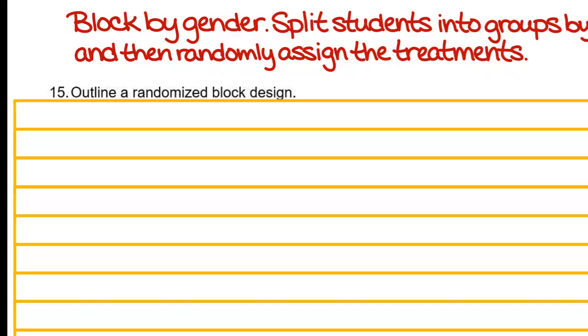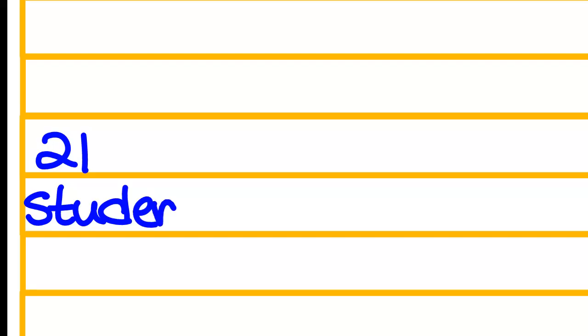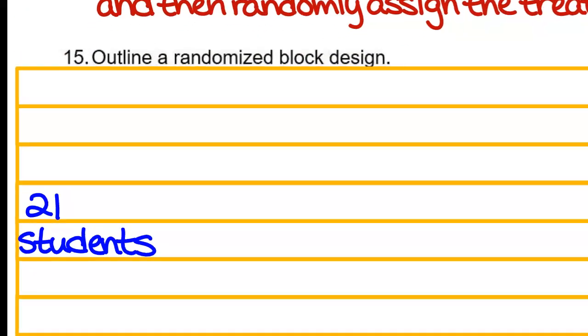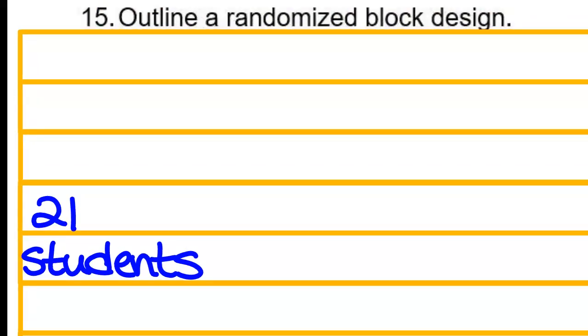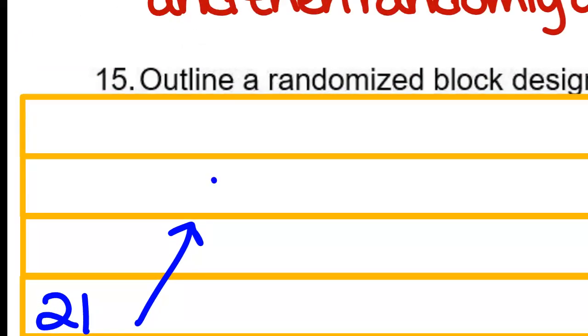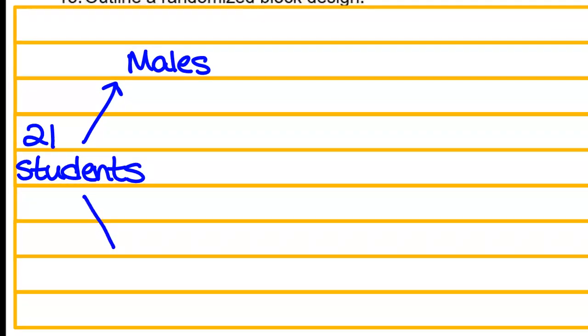So let's talk about how we could have done that yesterday. Yesterday we had 21 people total. What would I do if I was going to outline a randomized block design based on gender? What'd you say? Separate them based on gender. So we're going to have males in one group and females in another group.